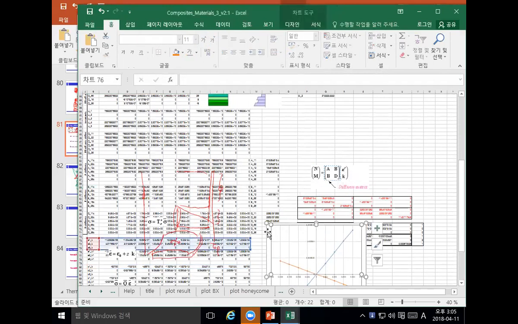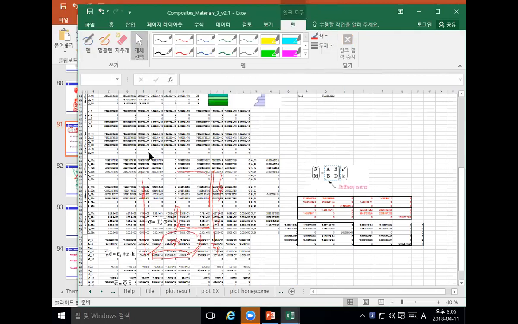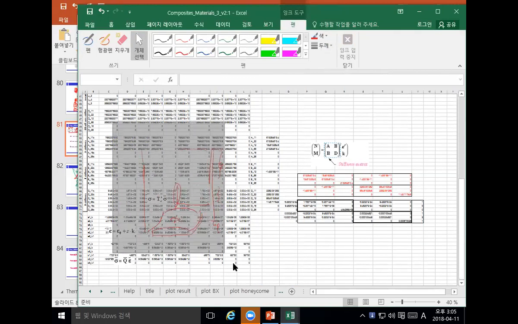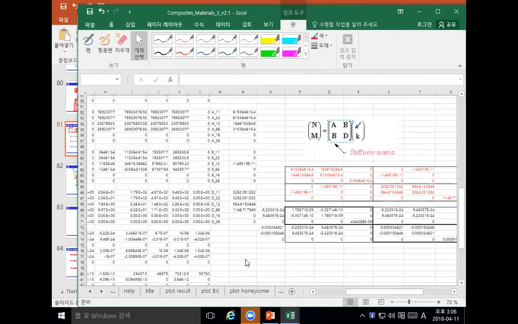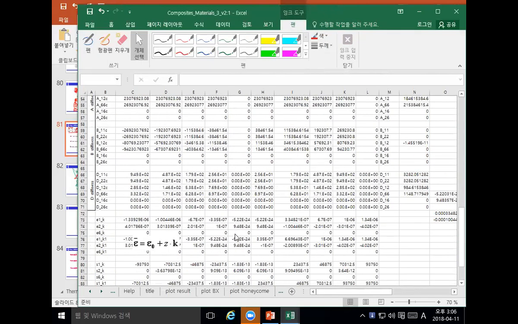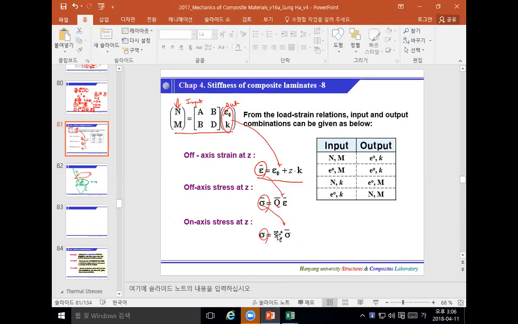Delete these things. How do we delete this? We use the pen, select that and delete. Okay. Now, the next step is to copy this.